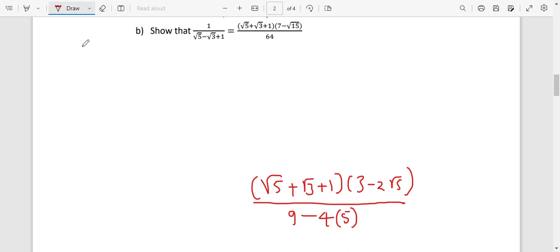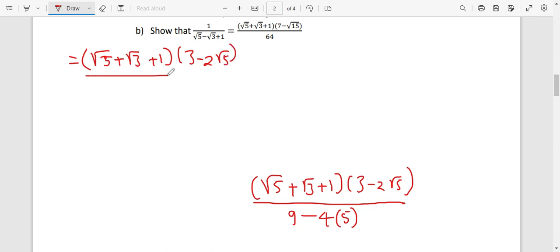Okay, so from here now we can proceed, and what we are going to have is square root of 5 plus square root of 3 plus 1, and this is multiplying with 3 minus 2 square root of 5. In the denominator, 4 times 5, that is of course a 20. 9 minus 20 is a negative 11, right? Okay, like that.